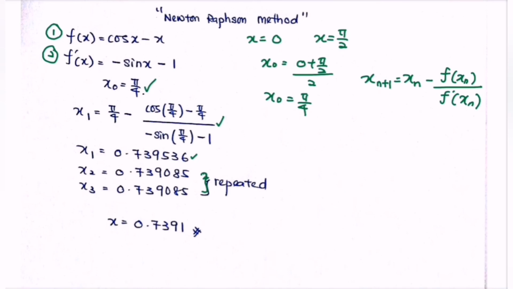So where we have three methods, number one is graphical method, followed by searching for sign change, and the third one is the Newton-Raphson. So here we are, and thanks for watching.